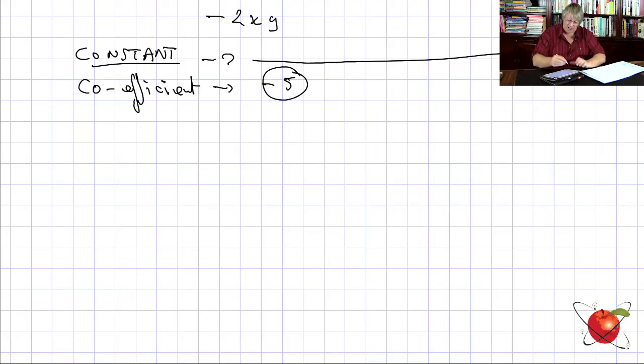So what have we got here? We've got those. Now let's have a look. We're going to do 4 things. We're going to multiply terms.